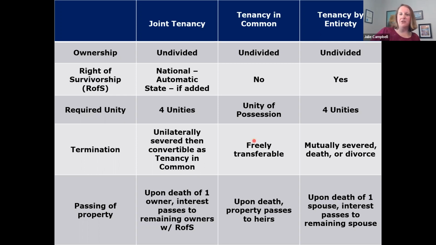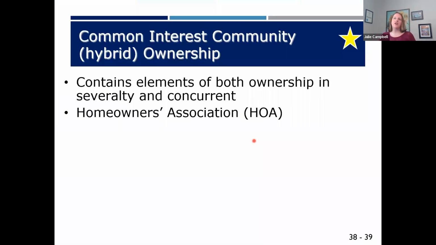The last little section of Unit 2 is on community property, also known as common interest property. You may hear this as a hybrid form of ownership. With this hybrid form of ownership, there's elements of both. You own property, and then you also have a concurrent form of ownership with the common areas. Those common areas are owned and or managed by an HOA, homeowners association.